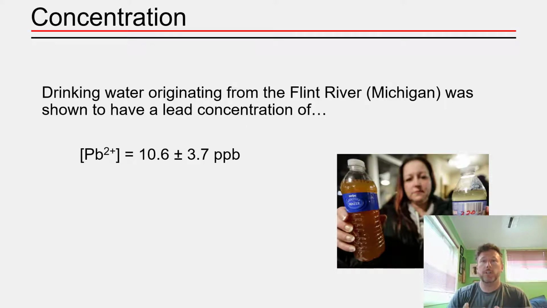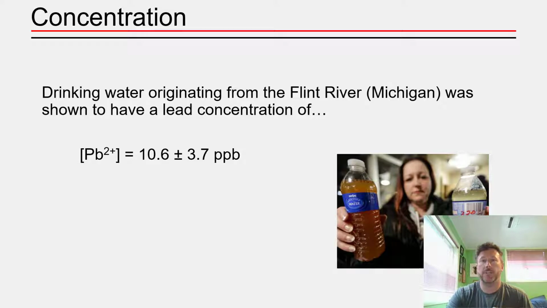All right, again, we're going to use the measurement of lead in drinking water as kind of our jumping off point here. So as I mentioned in a previous module, the mean lead concentration of Flint River, Michigan drinking water in 2014 was found to be 10.6 plus or minus 3.7 parts per billion for a specific 100 household sample taken in that year.